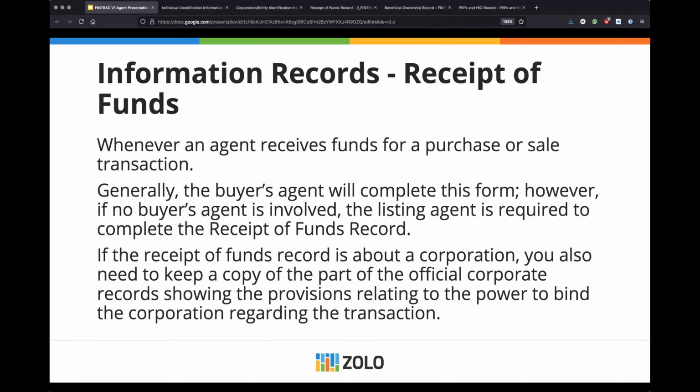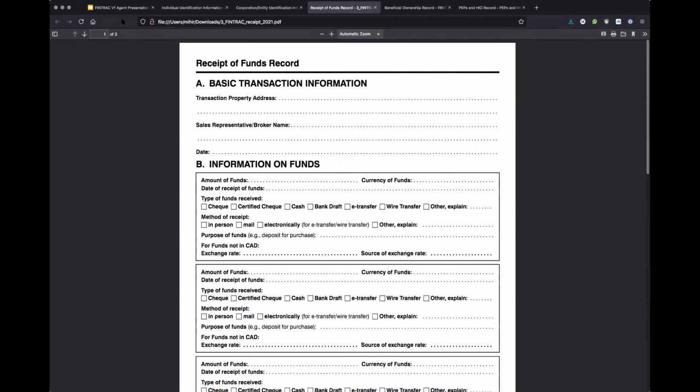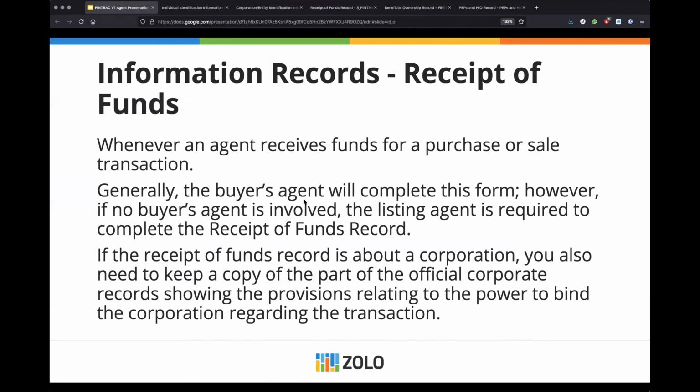We did discuss receipt of funds briefly. Whenever an agent receives funds for a purchase or sale transaction, generally the buyer's agent will complete this form. So once again, recapping, this is the receipt of funds. The buyer's agent will complete this form. However, if no buyer's agent is involved, the listing agent is required to complete the receipt of funds record.